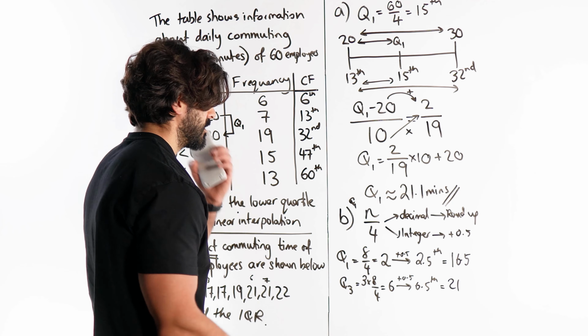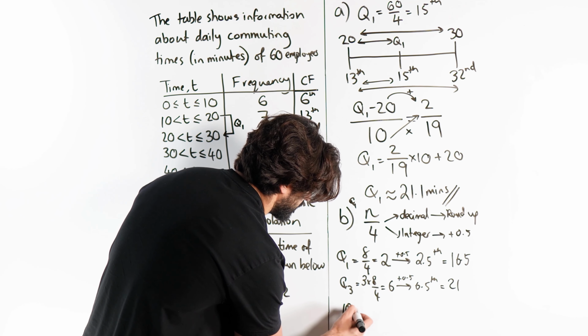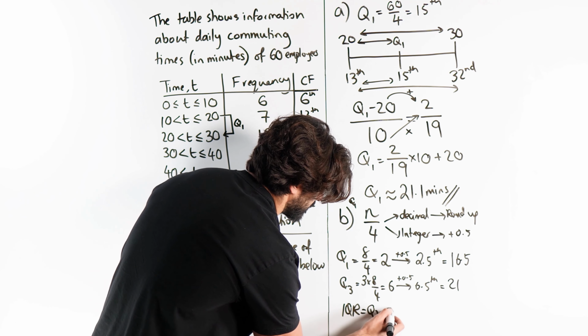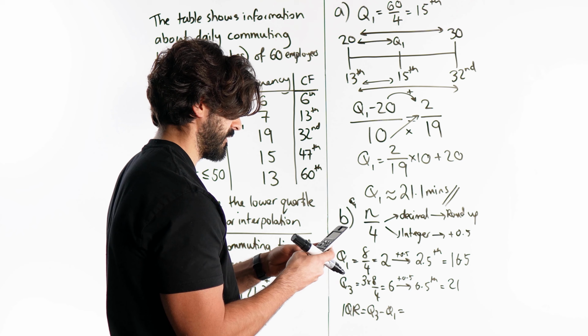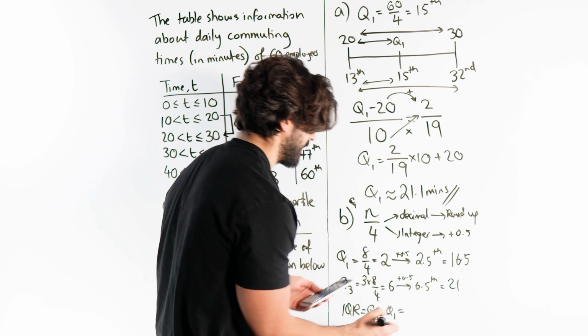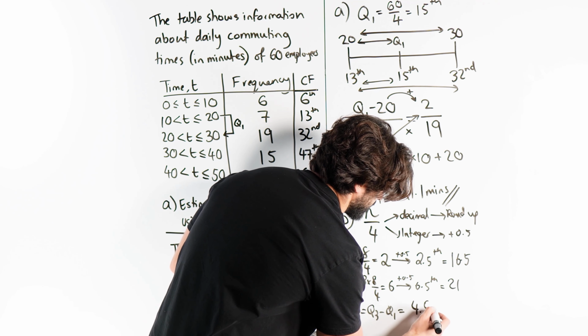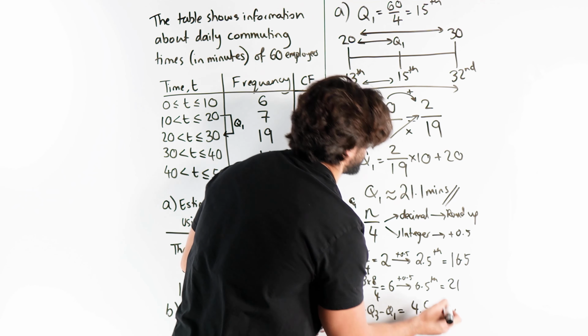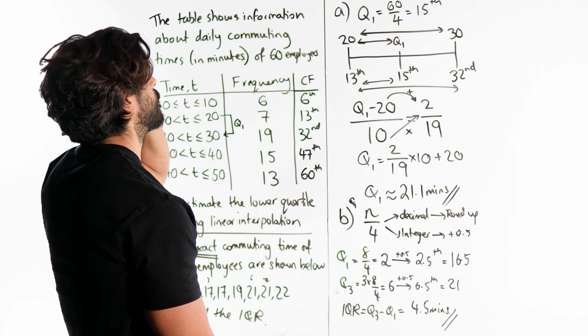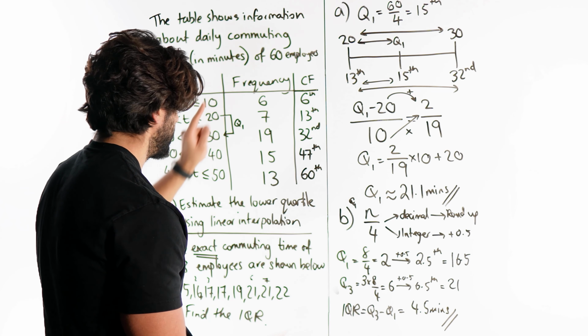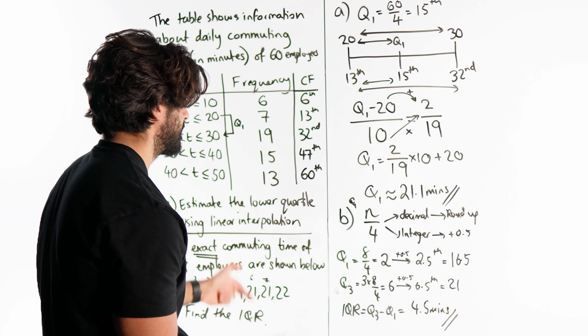There we go. So my IQR, my interquartile range, is Q3 minus Q1, which is 21 minus 16.5, which is 4.5 minutes. And this one also was minutes. So that's how we do quartiles for continuous data and listed discrete data.